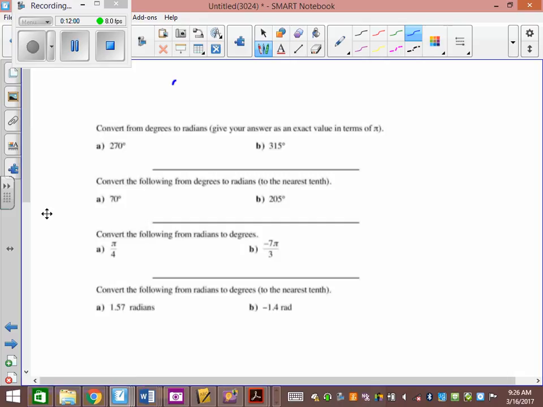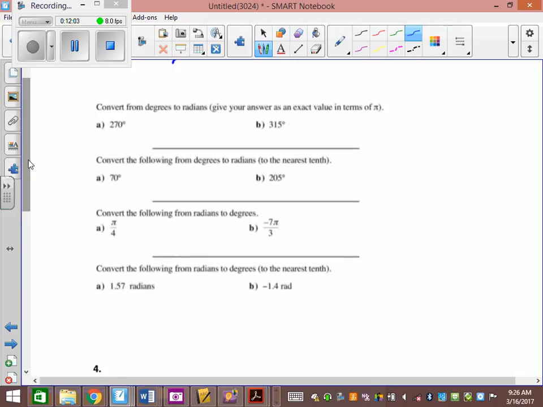So, ooh, that's fuzzy. Convert from degrees to radians. So degrees to radians, pi on top. So I'm going to multiply by pi over 180 because pi is to be on top. They want us to give the answers in exact values in terms of pi. That means we can't put the pi in. The moment you put the pi in, you can't give an exact value. It's going to be a decimal because pi is a non-repeating, non-terminating decimal. The moment you multiply anything by a non-repeating, non-terminating decimal, your answer is going to be a non-repeating, non-terminating decimal.